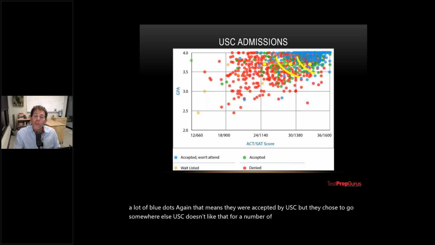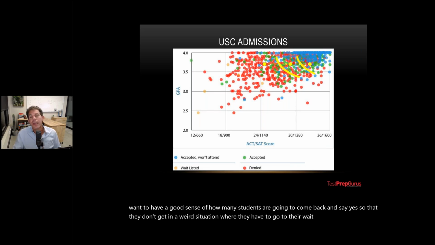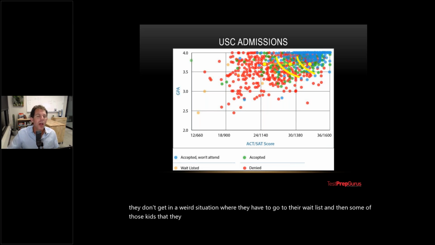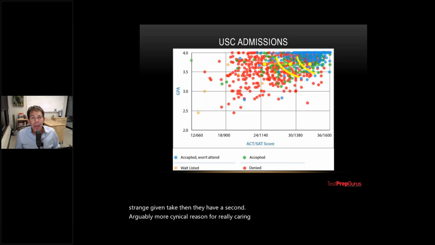One, when they offer admission, they can only offer so many spots. So they want to have a good sense of how many students are going to come back and say yes, so that they don't get in a weird situation where they have to go to their wait list. And then some of those kids that they waitlisted have already said yes to other colleges, and it becomes this strange give and take. And then they have a second, arguably more cynical reason for really caring, which is college rankings.